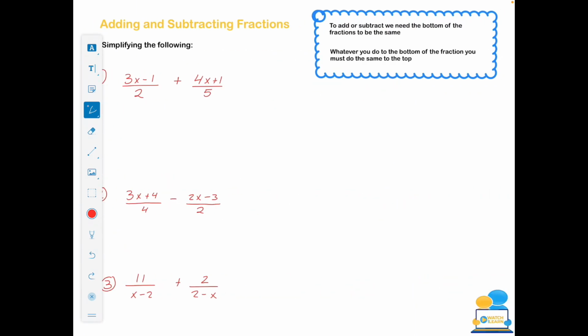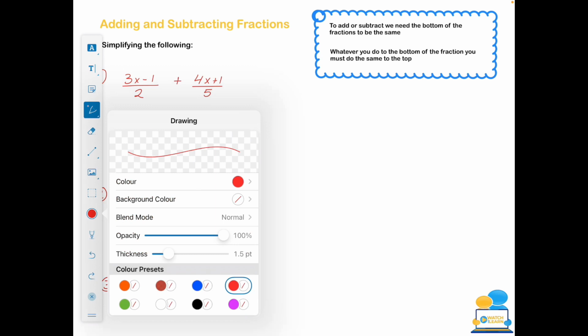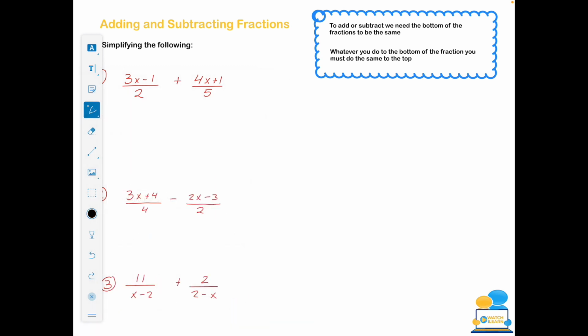Now, moving on to adding and subtracting fractions. Sometimes people find this tricky. I'm going to show you a way to write it out that might help a little. It involves arrows, so hopefully this will help. So if we want to add 3x minus 1 over 2 plus 4x plus 1 all over 5.